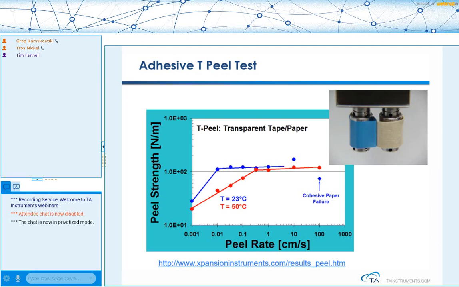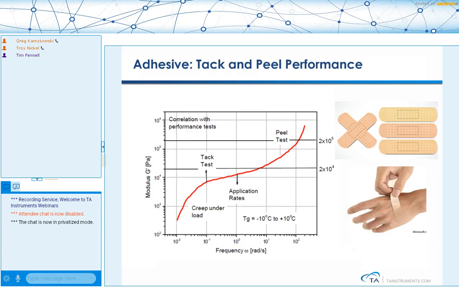And we have just developed a newer version of the extensional rheometer, and we call that the extensional viscosity accessory. And that has an accessory to do T-peel testing like this. Generally, it's used to get extensional viscosity of polymer melts, but it can be used to do T-peel testing like what we're showing here. Probably the most important test that is done on an adhesive is a dynamic frequency sweep.